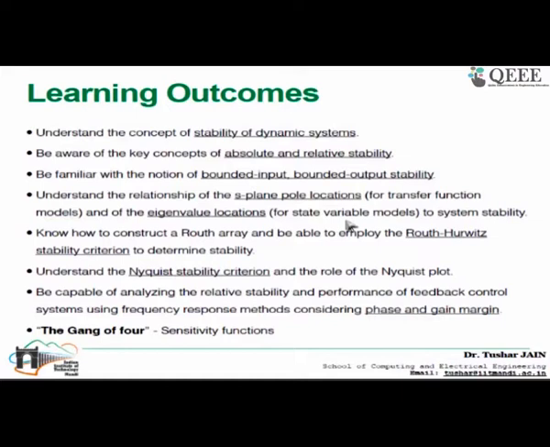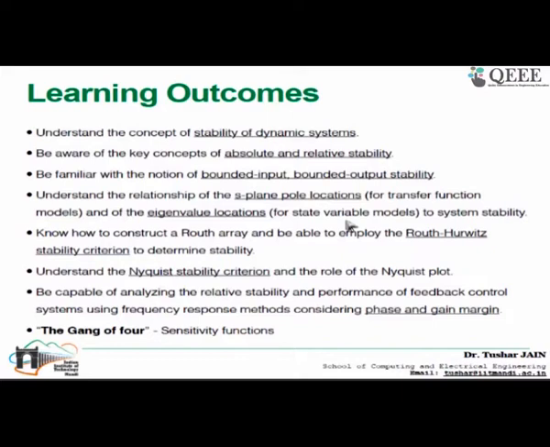We'll also see the relationship of the S-plane pole locations, basically for transfer function models, and of the eigenvalue locations, which are computed for state variable models, to system stability. We'll come to this more specifically, because when you define a model of the system, there are a number of ways you can represent it, either as a transfer function, state variable, or in any other form. When you speak about transfer function models, you compute the pole locations in the S-plane. When you speak about state variable models, you compute the eigenvalues. We'll also see how you represent the state variable models.